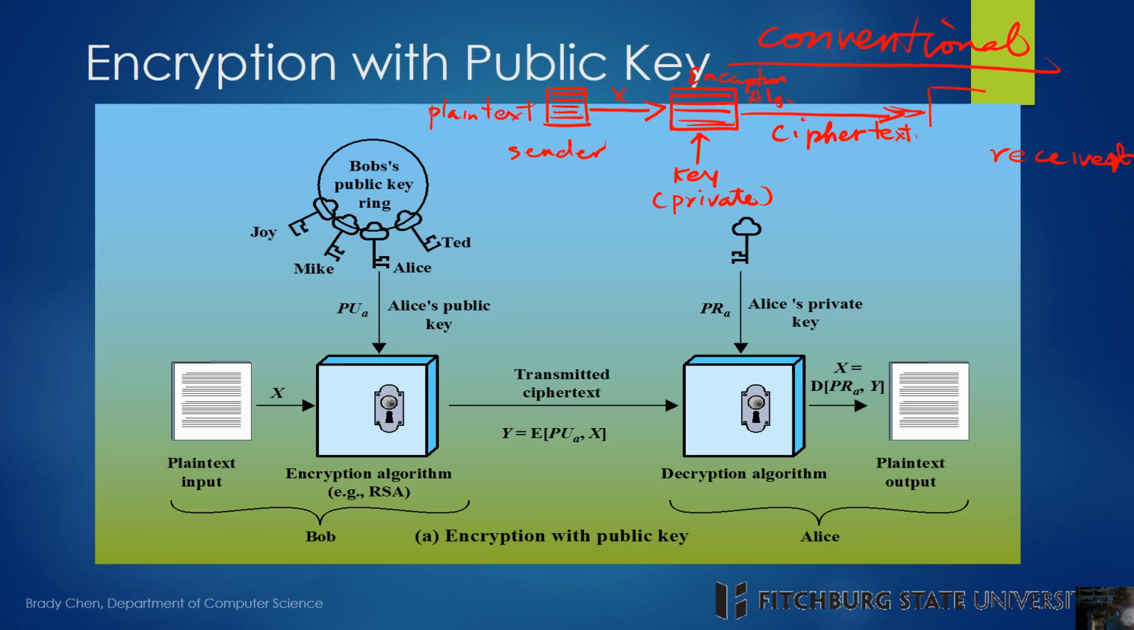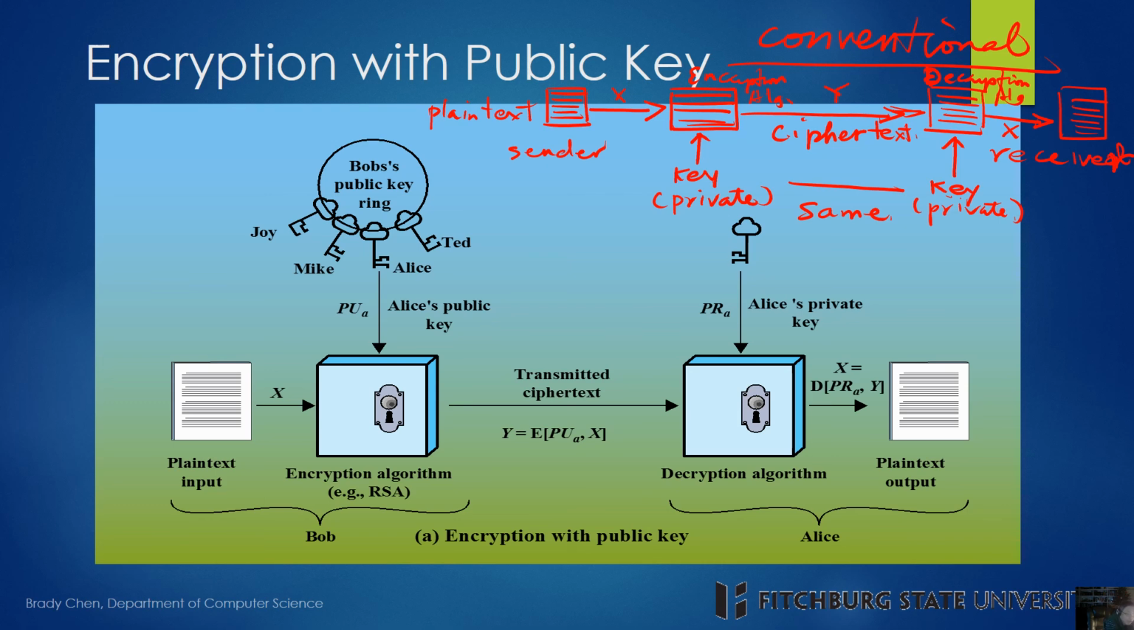Now on the receiving side, the receiver also uses a key, and it's a private key. In this conventional or symmetric system, the keys used by the sender and receiver are the same key. On the receiving side, you have a ciphertext and also the private key. The ciphertext and the private key are mixed through the decryption algorithm, and hopefully you can restore the original plain text, so the receiver can read the message. The ciphertext is the encrypted message, so normally we call it Y.